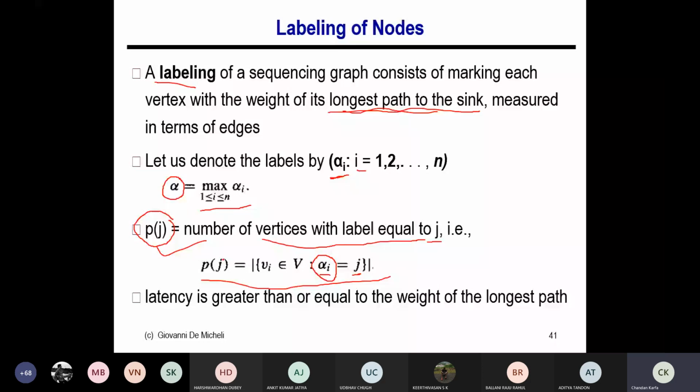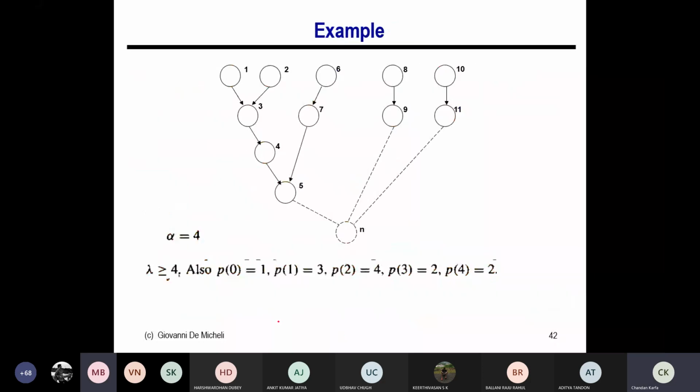And one more important thing is that since all are unit delay operations, every operation is going to execute in a single cycle. So the latency, whatever is given by lambda, will always be greater than or equal to the weight of the longest path. So it must be greater than or equal to alpha, right? So alpha is the max, right? So this lambda, whatever the latency or the maximum schedule time that you're going to get, should be at least alpha, right? So that is something that always holds, right?